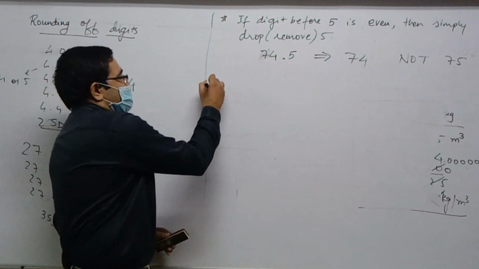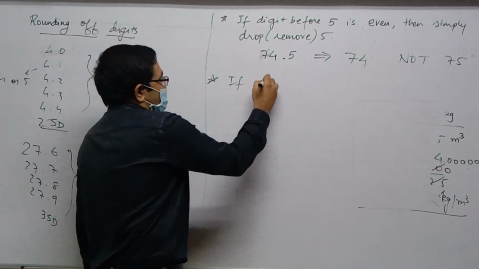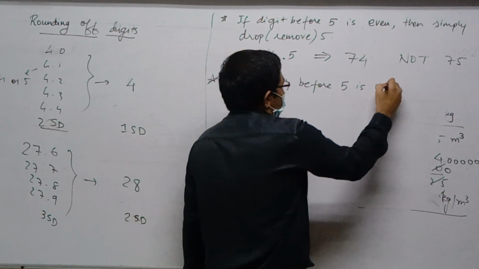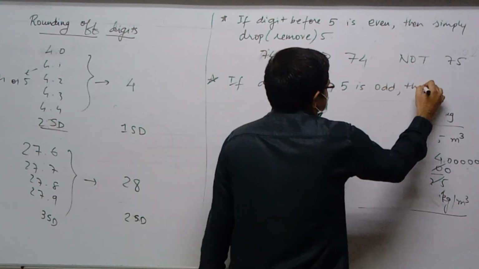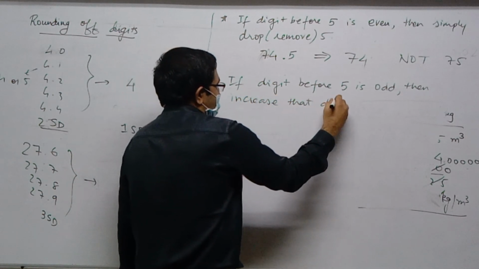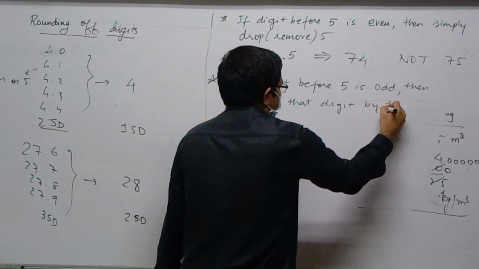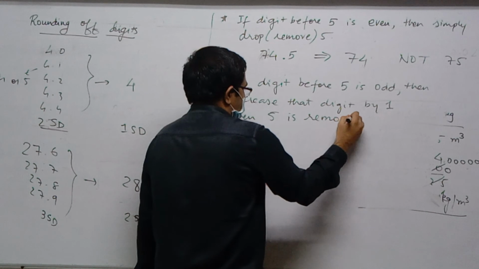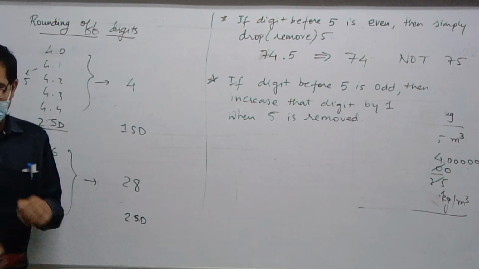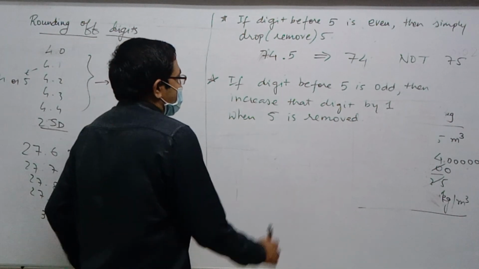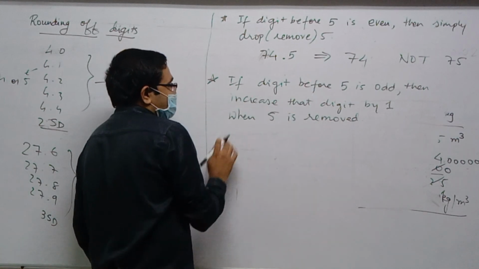Yes. Okay. Next. If the digit before 5 is odd, then increase that digit by 1 when 5 is removed. Again, nobody is going to ask you these sentences, right? They want to write the rules for 5. Nobody cares whether you can remember these words. But you should be able to understand what this is telling you.